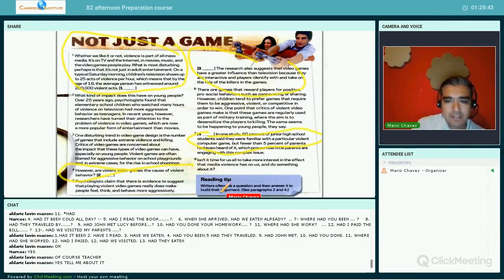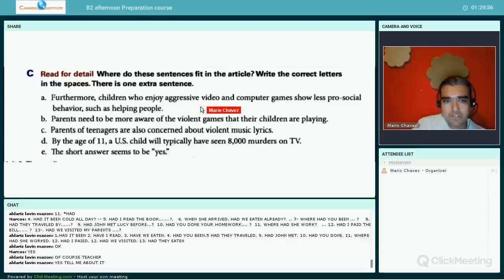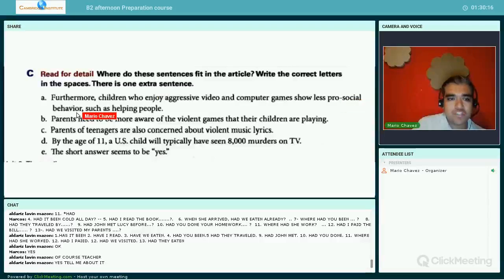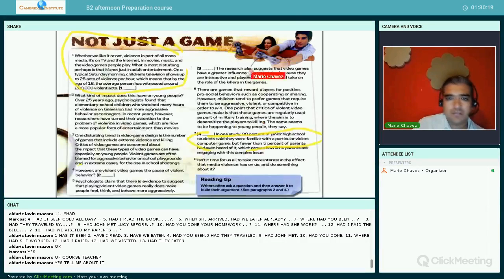Let's go for number two. Let me erase because with these lines we cannot see. In number two we have, however, are violent video games the cause of violent behavior? No, I don't think so. Now let's go for number three. The research also suggests that video games have greater influence than television because they are interactive. Players identify and take on the role of the killers. Furthermore, no, it's not talking about social behavior. So no, it doesn't go there.